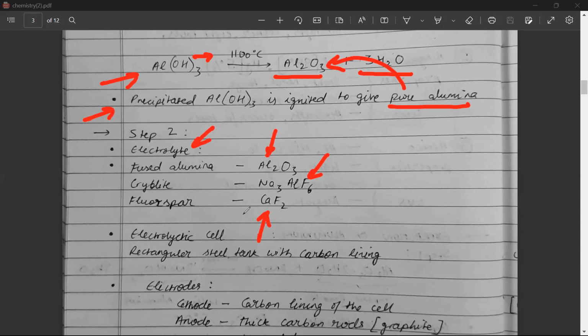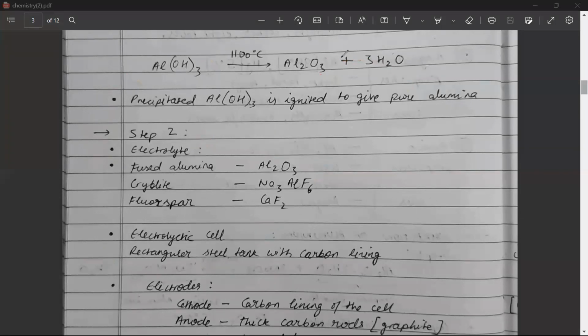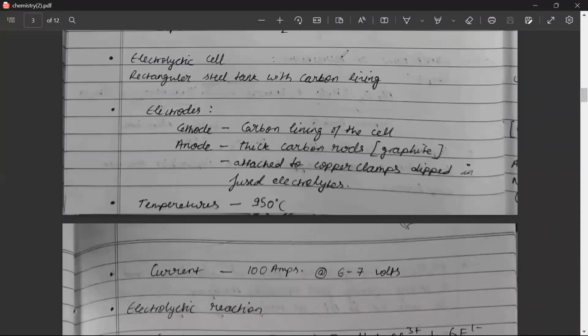Now the electrolytic cell consists of a rectangular steel tank with carbon lining. Rectangular steel tank with carbon lining. Okay, now let's scroll down a bit to look at the further information. Now what are the electrodes? Electrodes consist of the cathode and the anode.